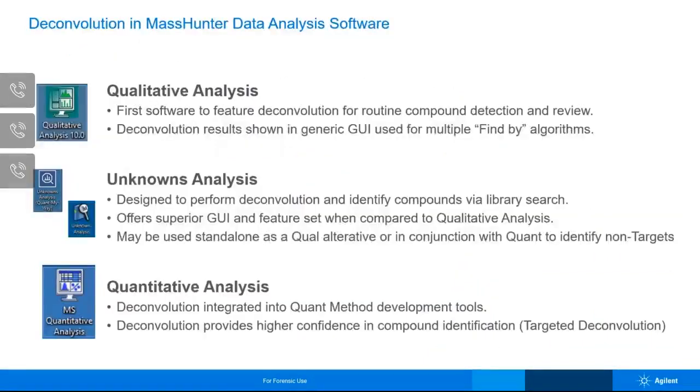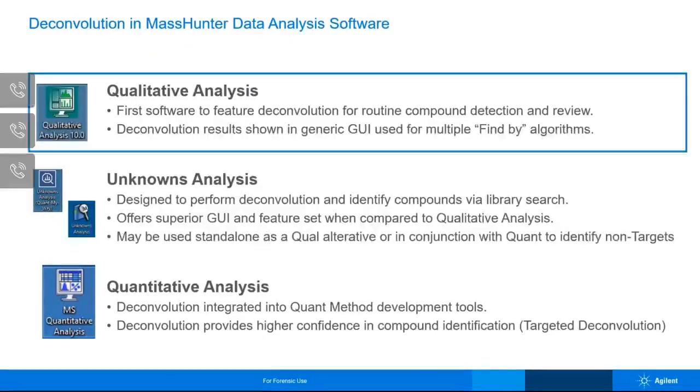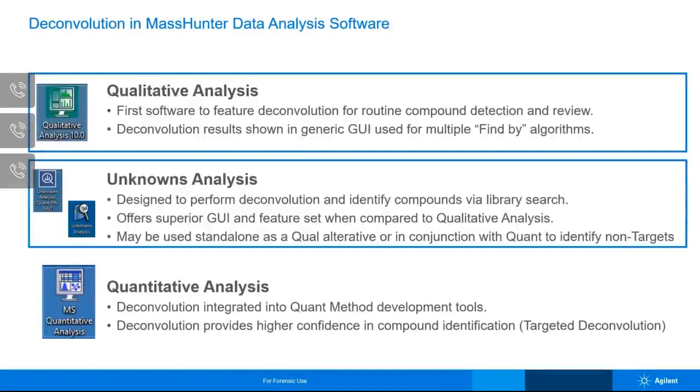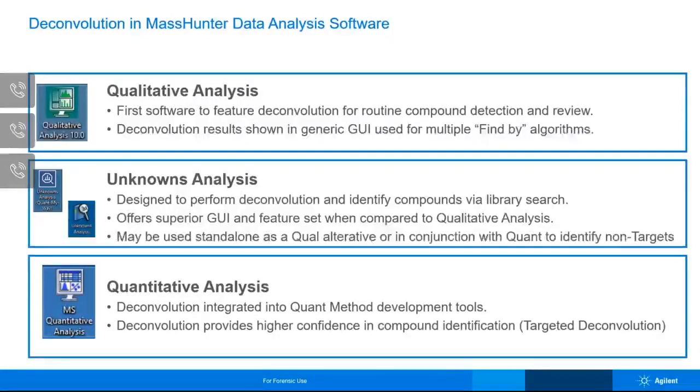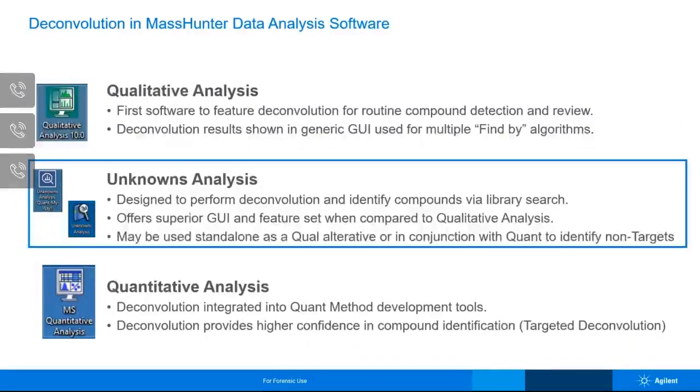So again, I mentioned previously that deconvolution is available in qualitative analysis. It's available in unknowns analysis and is also available in quant by itself. But what we're going to focus on specifically in these next two videos is unknowns analysis and how to develop a workflow and a data analysis method in unknowns analysis.